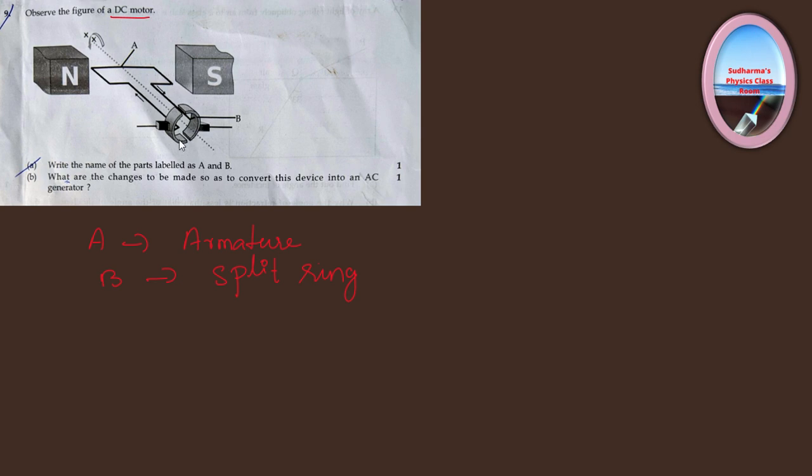We know that in an AC generator, the split ring is not used. Instead of that, you can use slip rings. Make sure there are slip rings connected instead of the split ring. So you will be getting the structure of an AC generator. So that's about question number 9.